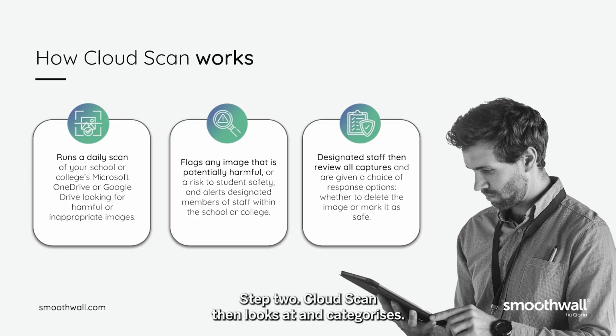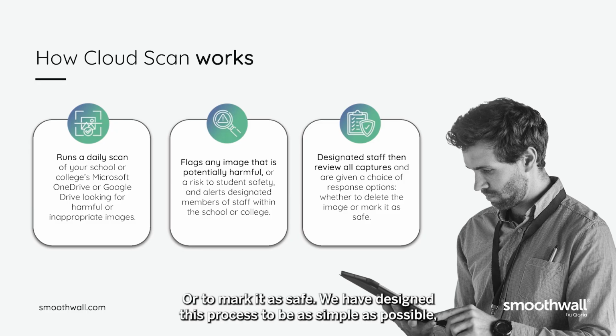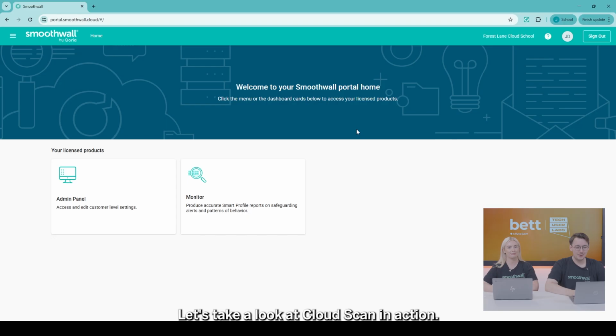Step 2, Cloud Scan then looks at and categorises all images and alerts the designated members of staff within the school or college so that they can review them. And step 3, designated staff then have the option to quickly delete an image or to mark it as safe. We have designed this process to be as simple as possible and to help to remove the needless sifting through drives looking for potential needles in haystacks. Let's take a look at Cloud Scan in action.